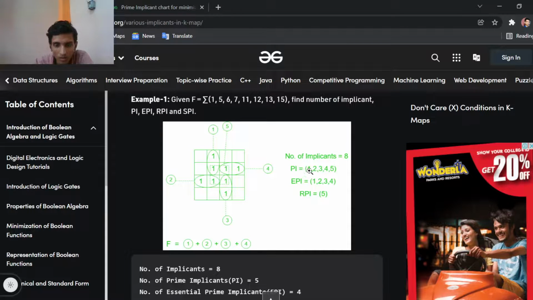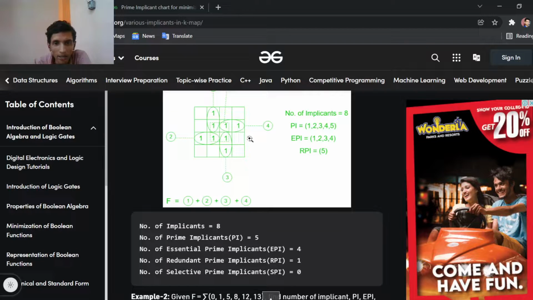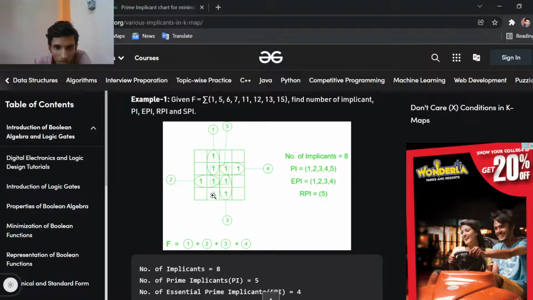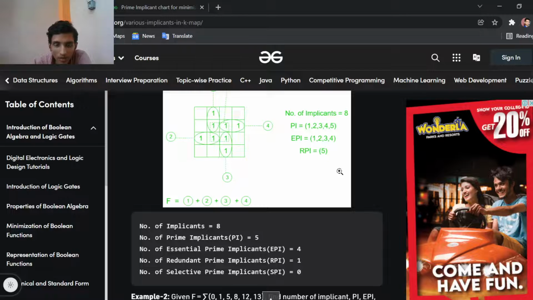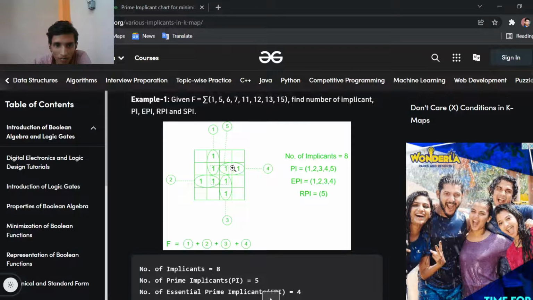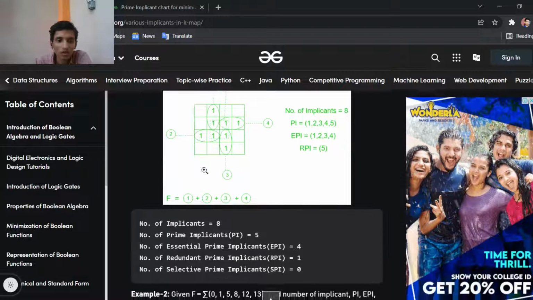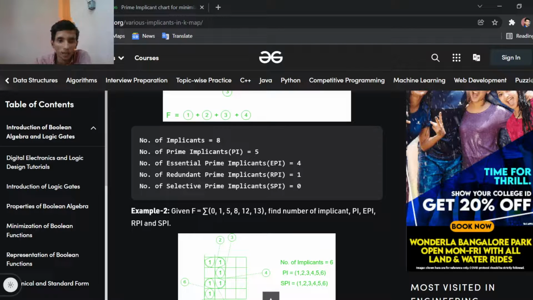We can easily find that the prime implicants are 1, 2, 3, 4, 5. And EPI, that is essential prime implicants, are 1, 2, 3, and 4. And the redundant prime implicant is 5. This is the summary of that.